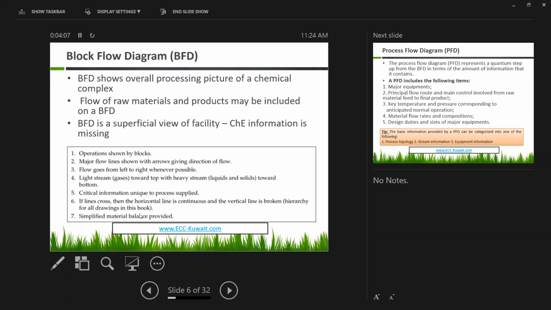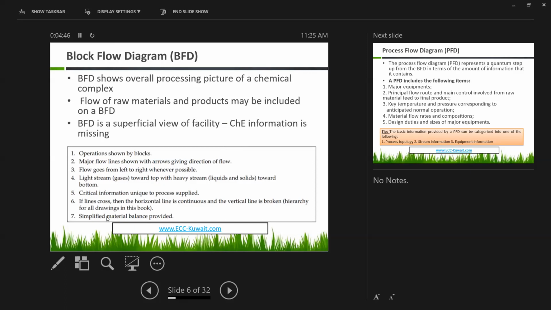In the block flow diagram, we said that we show the overall processing picture of a chemical complex, and the flow of raw materials and the products may be included in the BFD. يعني بنقدر احنا نشوف كيف تدخل عندنا المواد وكيف بتطلع. The block flow diagram is a superficial view of the facility. Chemical information is missing. The block flow diagram is just for showing the idea. احنا بس بنوريكم الفكرة حوالين البلوك flow diagram.